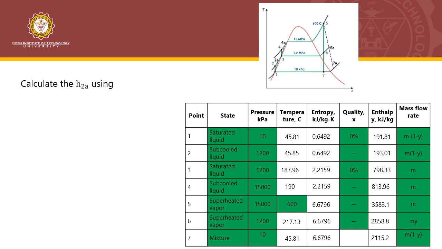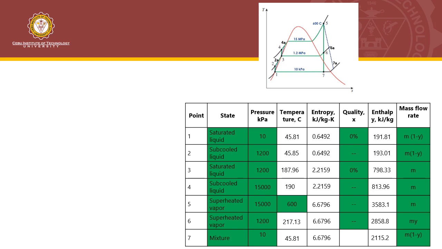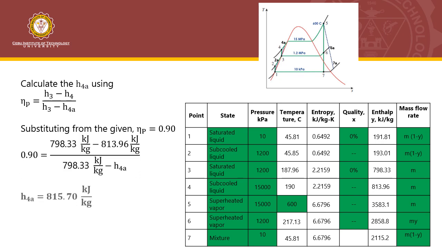For the value of H2A, we're going to use the relationship H1 minus H2 over H1 minus H2A. Substituting the value of the isentropic efficiency of the pump, which is 90%, as well as the values of the enthalpies H1 and H2, we can get H2A as 103.14 kilojoules per kilogram. And finally, for H4A, we'll also use the same relationship, but our reference will be H3 and H4. Substituting the value, we can get the value of H4A also.